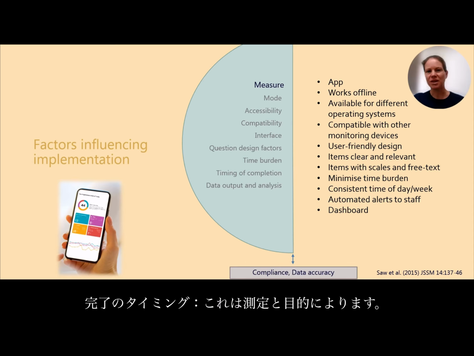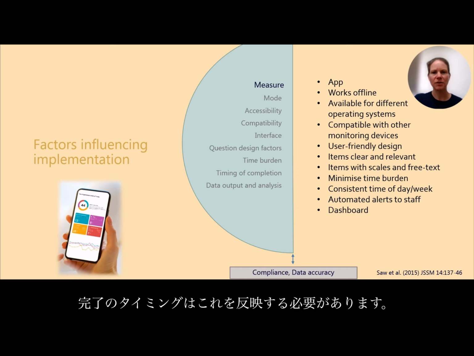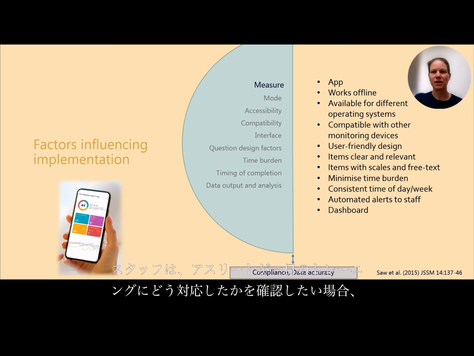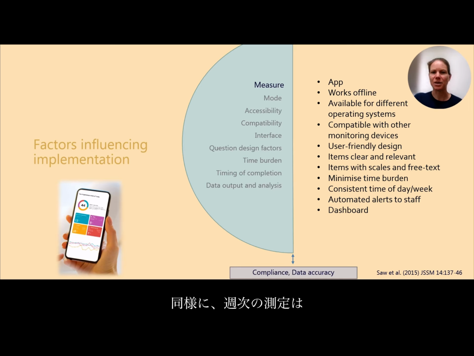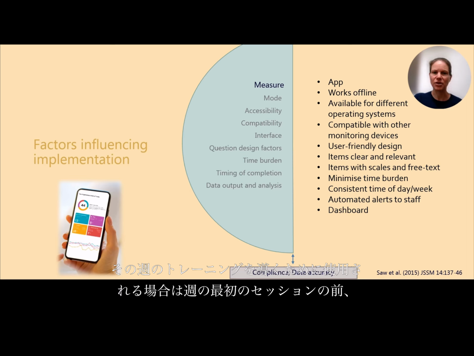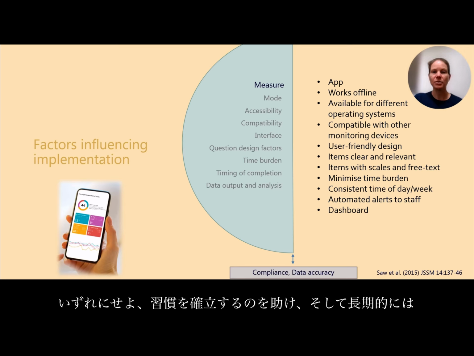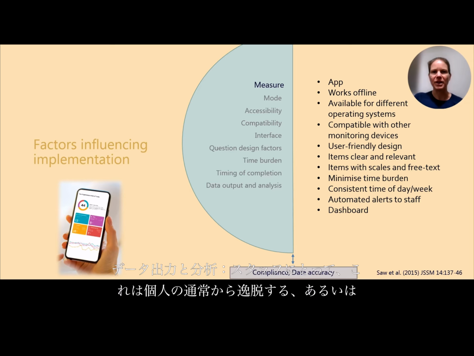Timing of completion? This depends on the measure and intended purpose. If staff want to review how athletes are before training, then timing of completion needs to reflect this. For example, complete when you first wake up, or complete at breakfast. If staff want to review how athletes coped with the day's training, then they may ask athletes to complete it at the end of the day before bed. Similarly, weekly measures may be before the first session of the week if used to guide training that week, or at the end of the training week if used to reflect on the week. Either way, a consistent time is needed to help establish a habit, and so over the longer term, data is more meaningful.